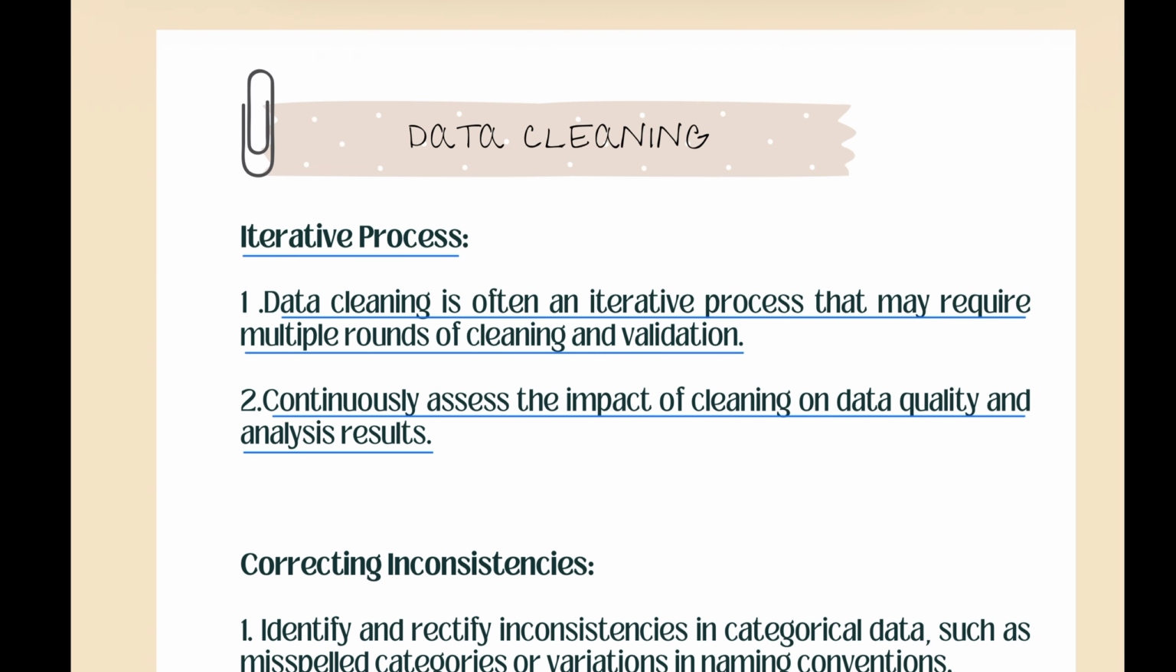Next is data transformation. Techniques include scaling, normalization, encoding categorical variables, and feature engineering, creating new variables from the existing ones. Data validation is the final check. It ensures data conforms to expected patterns or constraints, flagging any remaining errors.